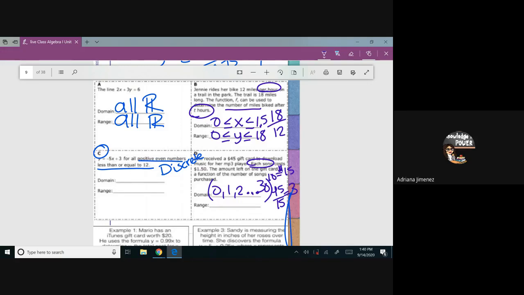I'm going to have to list all of it. And then for the range, you would start at 0. Okay. And then for 1 song, it's going to be $1.50. For 2 songs, it's 3. And then dot, dot, dot, all the way to the 45. Because you would have spent $45 for the 30 songs.